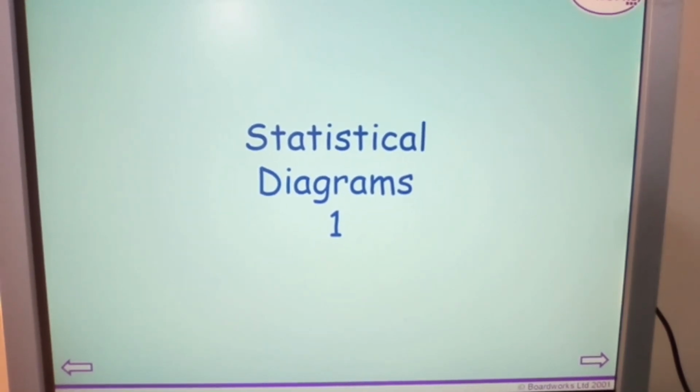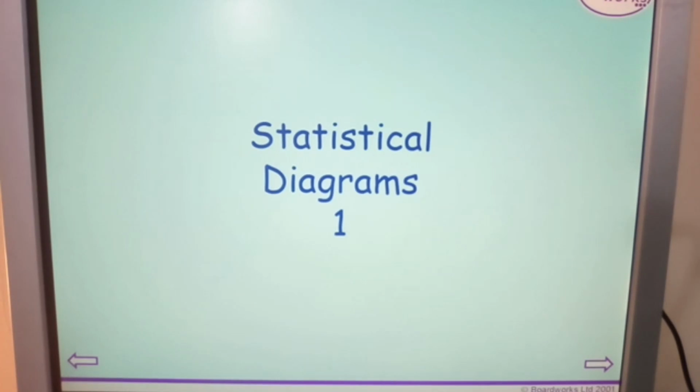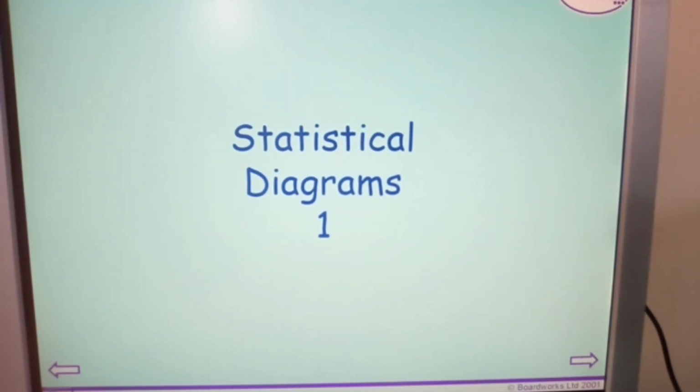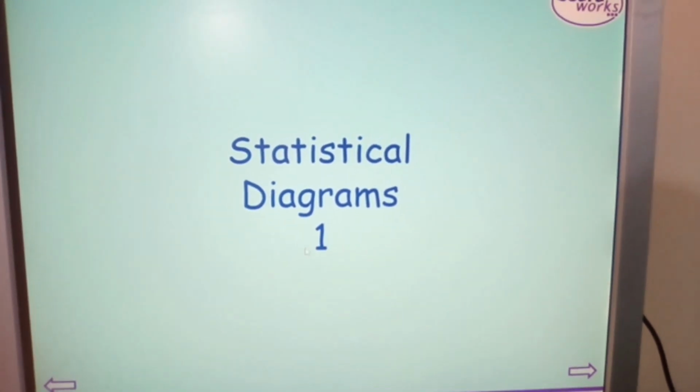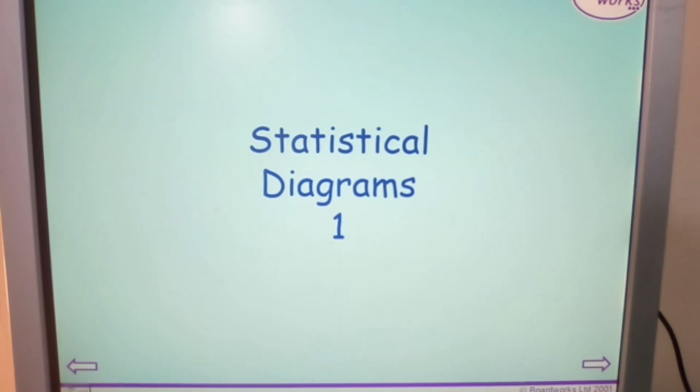Statistical diagrams. Can I? Yes, if you can get rid of that here. Okay.